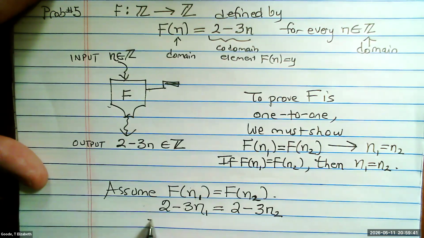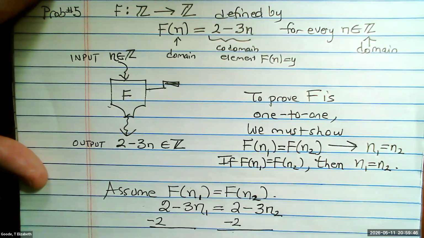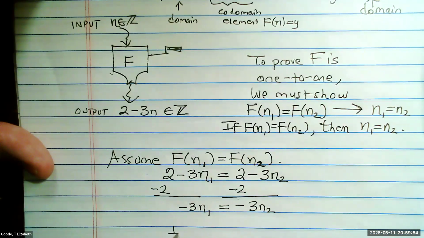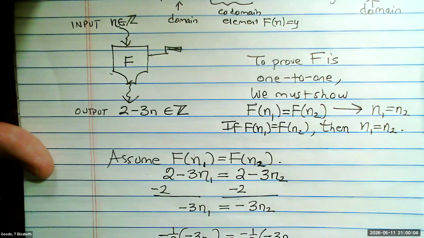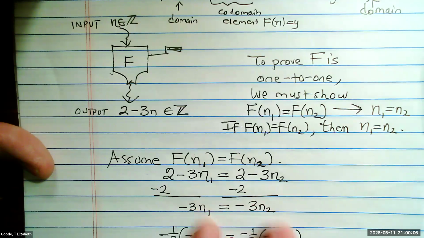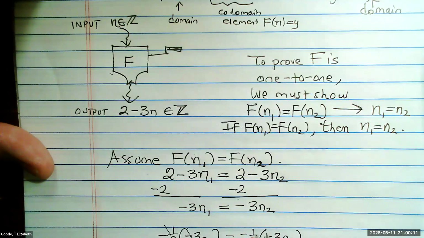Okay, now we can subtract 2 from both sides of the equation, right? And we're left with minus 3 n1 equals minus 3 n2, right? And now we can multiply both sides by negative 1/3. That's perfectly legal, as long as we do it to both sides, right? So the negative 1/3 cancels with the negative 3. And lo and behold, n1 equals n2.